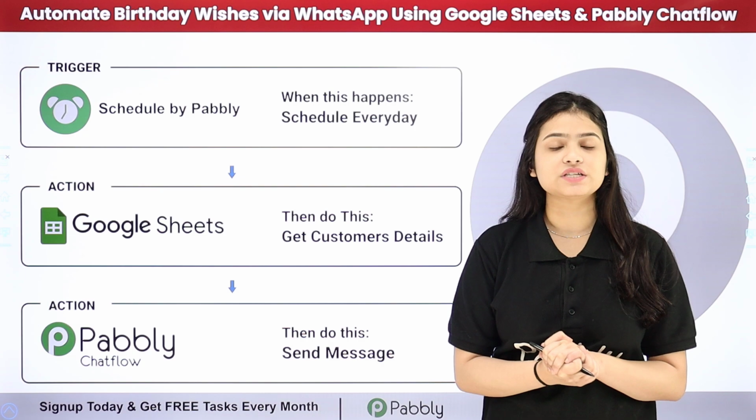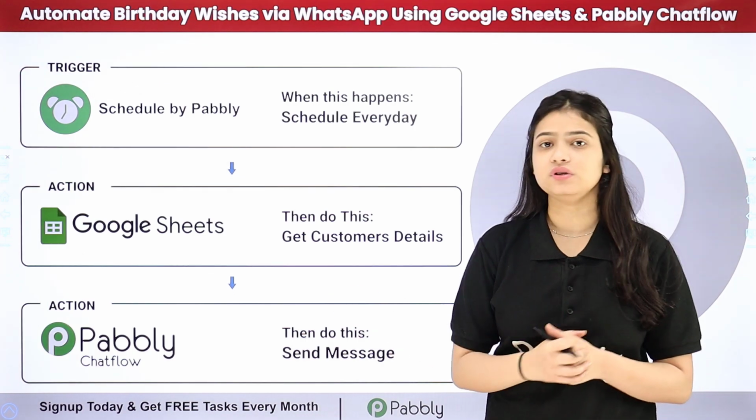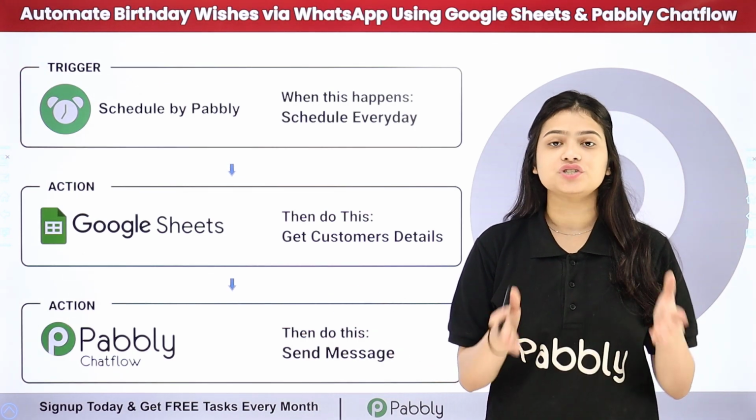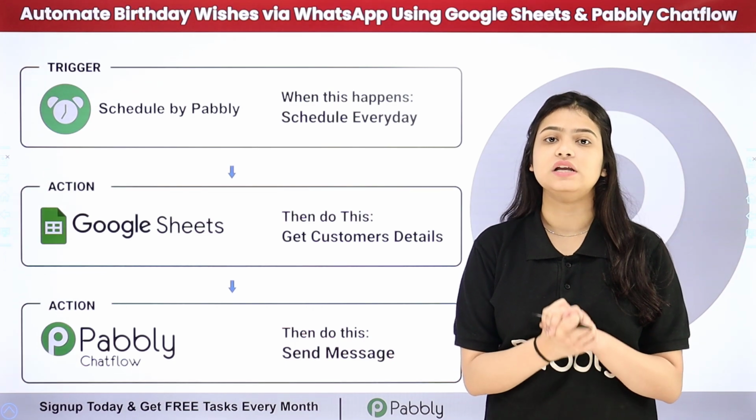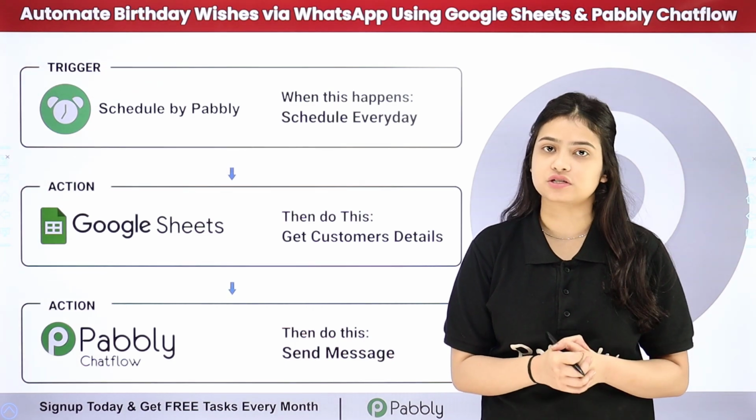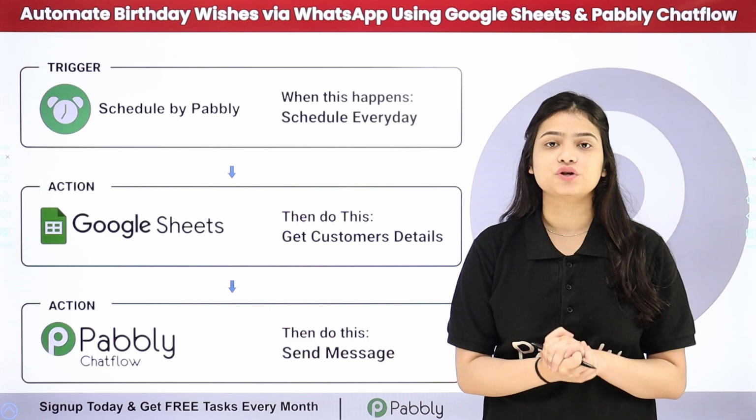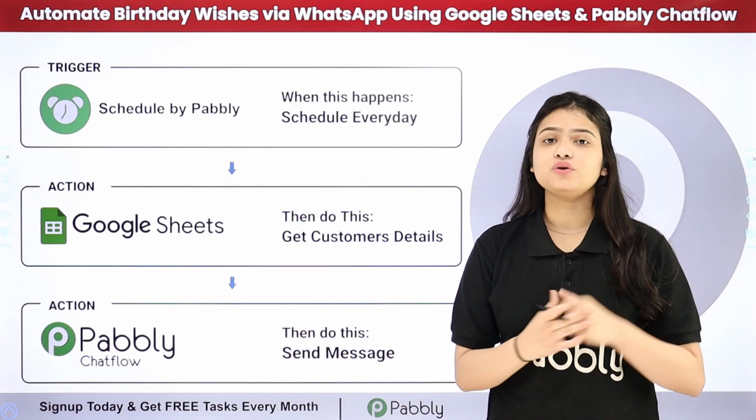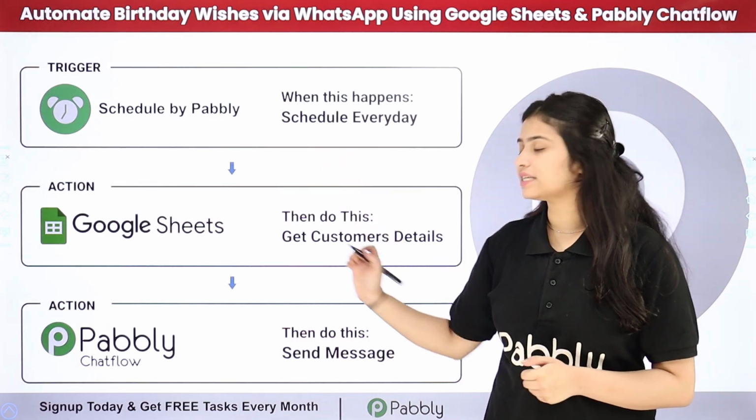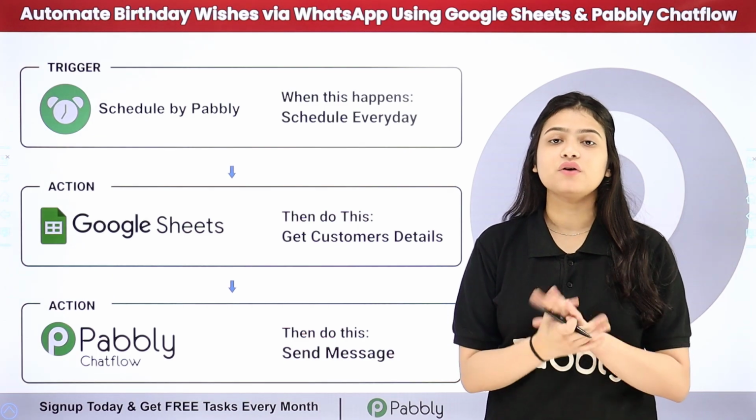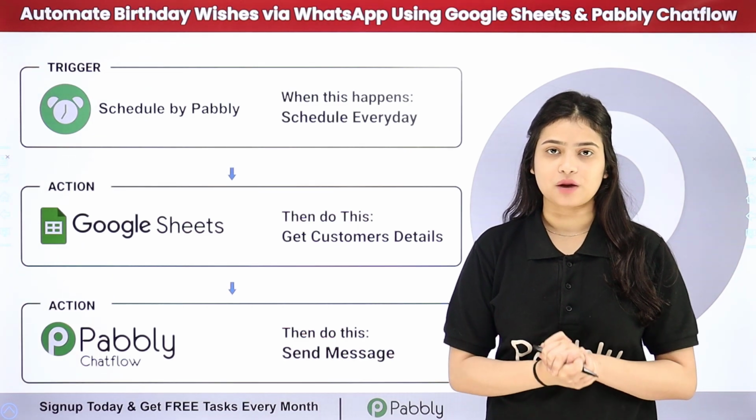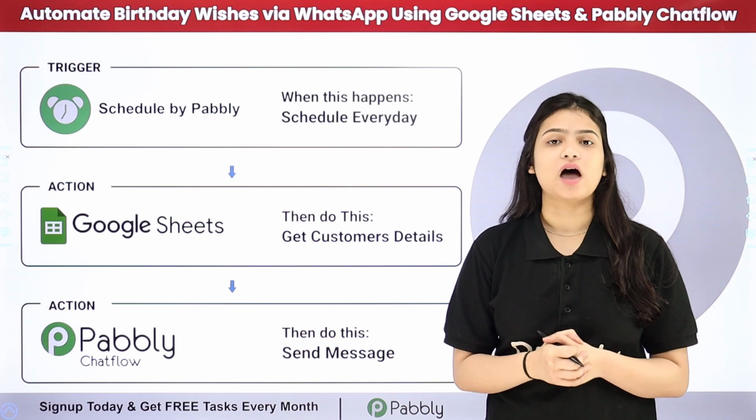For sending the WhatsApp messages, here I am going to use Pabbly Chatflow. That is a new feature of Pabbly which helps us enhance the conversations for our leads, management, as well as our customers. To automate the entire process of sending birthday wishes, I am going to set up the connection between my Google Sheets and Pabbly Chatflow, and that we are going to do without any coding and any programming skills, simply with the help of Pabbly Connect.